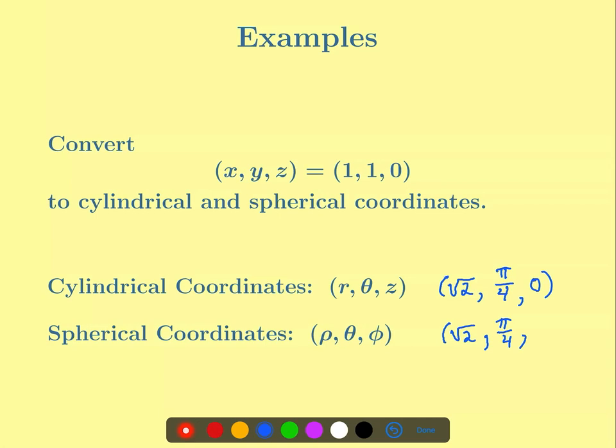What about phi? As I mentioned, you're in the xy plane, so you're at 1, 1 in the xy plane. If you go from 1, 1 to the origin and then up the z-axis, that angle is going to be pi halves. And that's what the angle phi is. So that's rho, theta, phi. So we have r, theta, z is square root of 2, pi fourths, 0, and rho, theta, phi is square root of 2, pi fourths, pi halves. So that's our conversion for that.